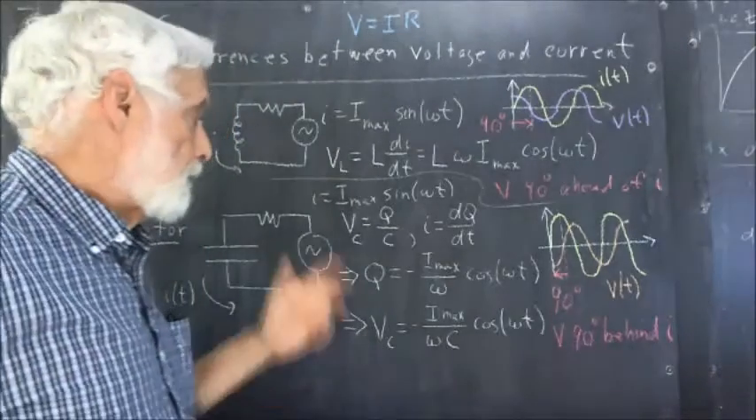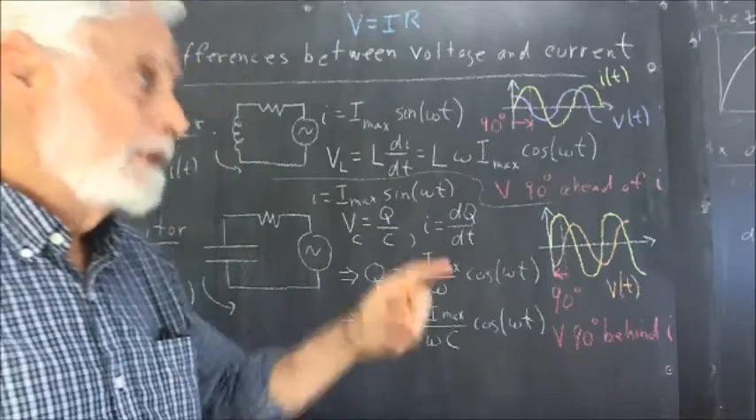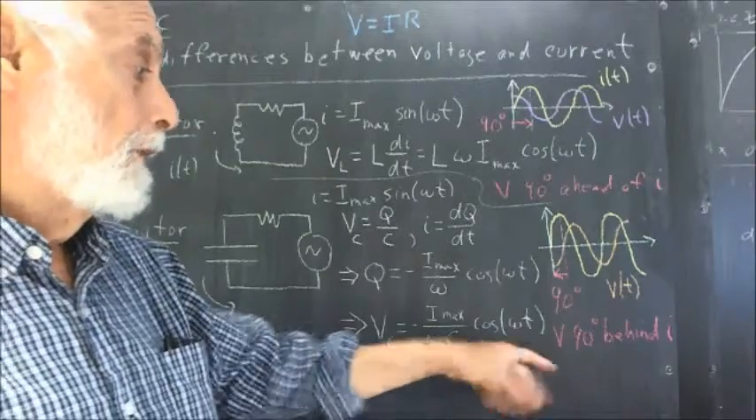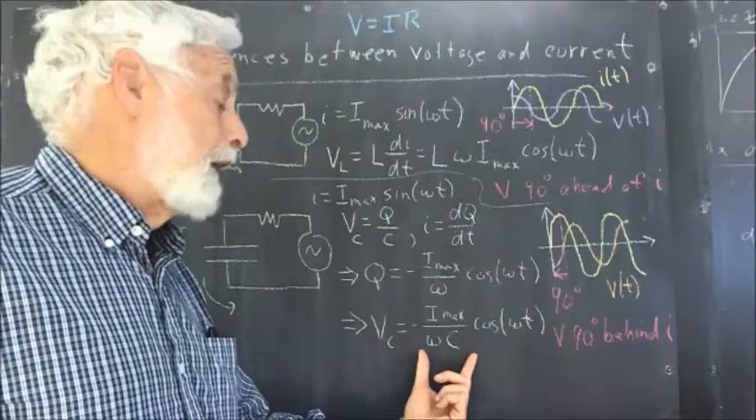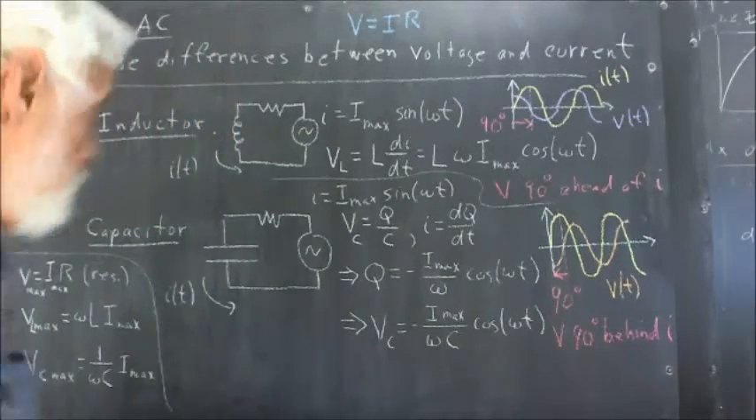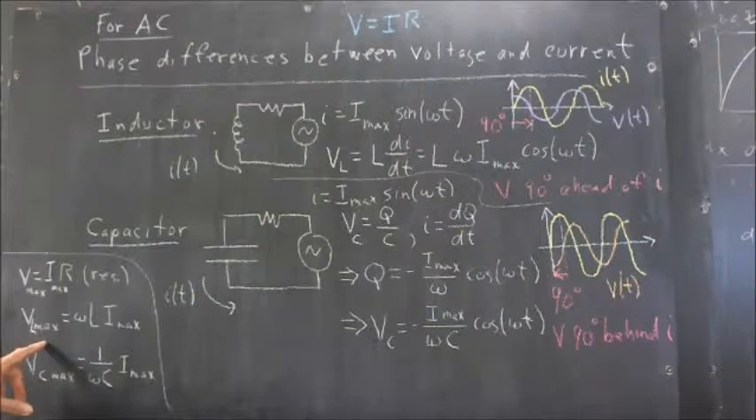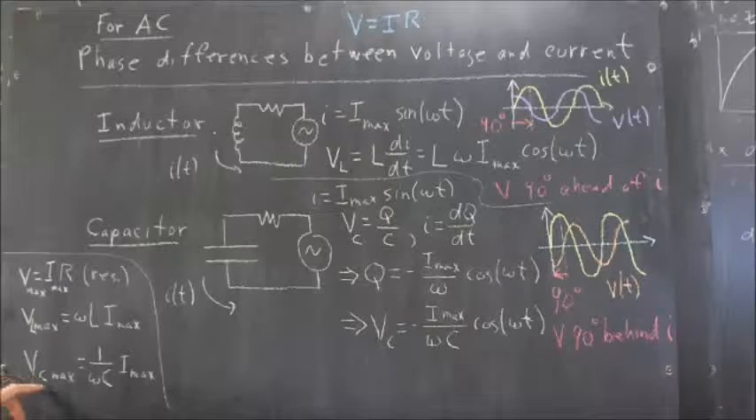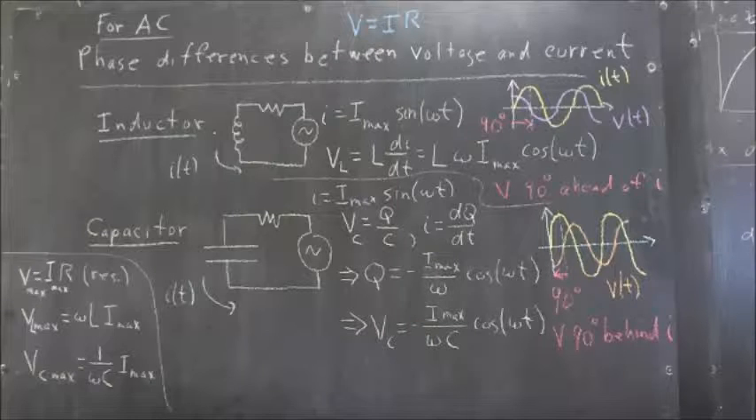Okay? What about down here? Well, the maximum value of the cosine is 1. It goes 1, negative 1, so the maximum of Vc will occur when the cosine omega t is negative 1 in this case. And that maximum value is going to be I max over omega c. Okay? So we could write that down. The maximum voltage across the inductor, V sub L max, is omega L I max, and across the capacitor, Vc max, is 1 over omega c times I max.